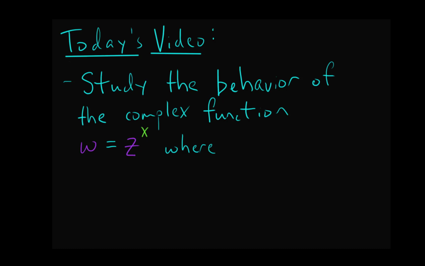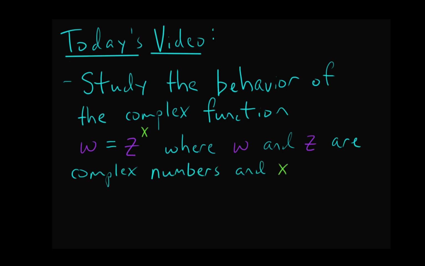So in this case, w and z are going to both be complex numbers, but our exponent, denoted by the variable x, is going to be a real number. It's going to be a real exponent. And we're going to see that there are a lot of subtleties to this situation of raising a complex number to a real exponent. So we're going to consider 6 potential cases for our function z to the x.